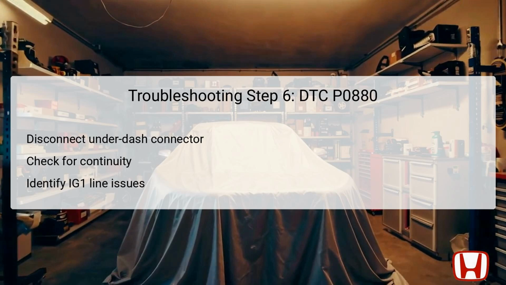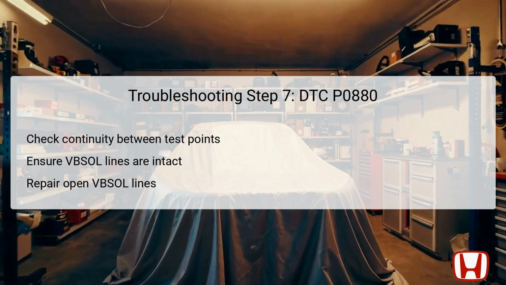Conversely, if no continuity is indicated, it suggests a fault in the circuit that needs to be repaired between the TCM and the number C7 fuse in the under-dash fuse box. This thorough approach to diagnosing IG1 line issues is essential for validating that the TCM is receiving appropriate power signals.